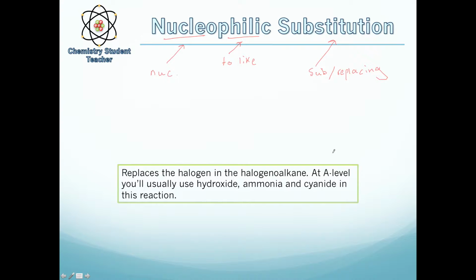At A level, you'll usually use hydroxide, ammonia and cyanide reactions, and what it basically does is replace the halogen in a halogenoalkane. If you don't know what a halogenoalkane is, it's simply an alkane with some kind of halogen added on, so bromine or maybe chlorine, and you've just got your simple hydrogens there. So that's what a halogenoalkane is.